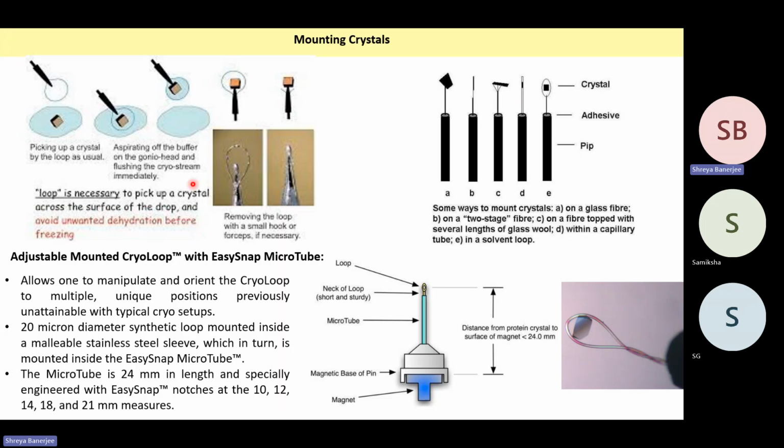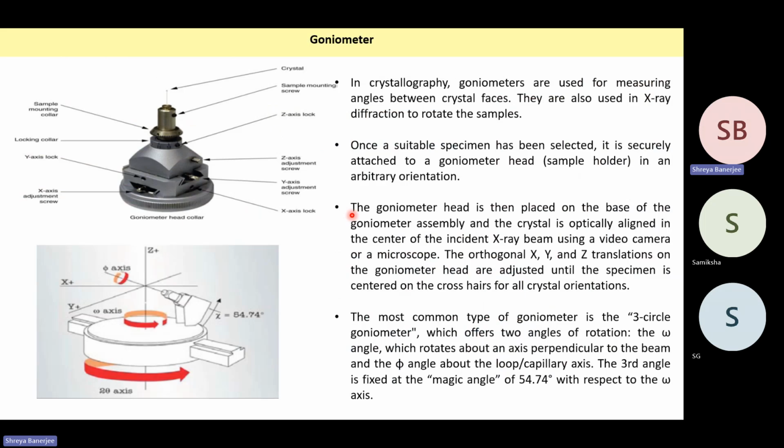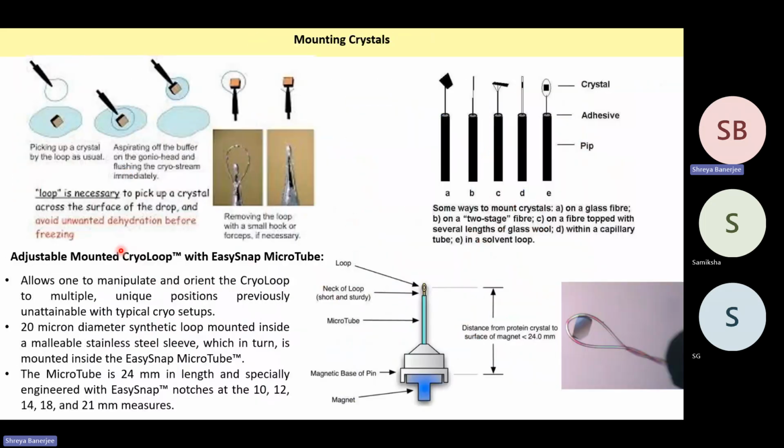And there is a kind of mechanism that is used. This is like the instrumentation. So you have the crystal in the solvent. A loop is kind of, this is called a loop. It picks up the crystal, and so you have the crystal fixed here in the loop. Then it is put on this instrument called goniometer, which we'll just discuss.